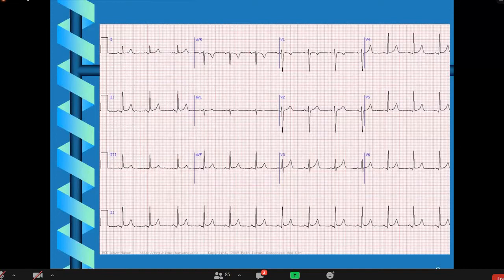This is a 12 lead ECG with a rhythm strip. The rate is around 75 beats per minute. Rhythm is sinus; the underlying rhythm is sinus. There's no obvious abnormality. The intervals are normal. The axis is normal. And there's no injury pattern. So it's a normal 12 lead ECG. This is how we read it.